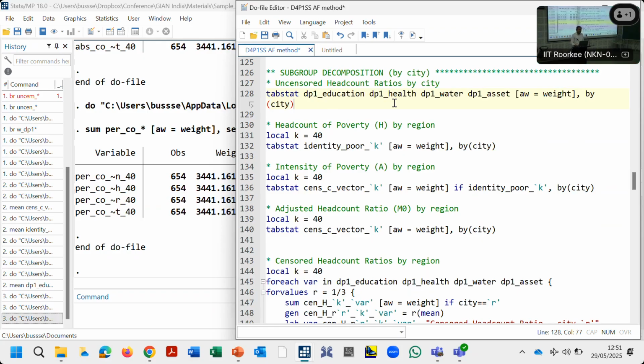So here I'll be doing it by city, but if you want to go by city and household head, you have to define new variables and so on, or you have to write by city and head of the household, or by city and caste. So you have all the variables in the dataset. You can play with it at your own time.